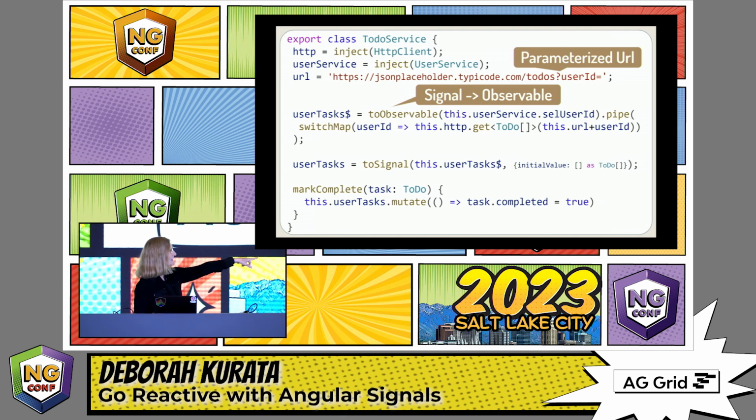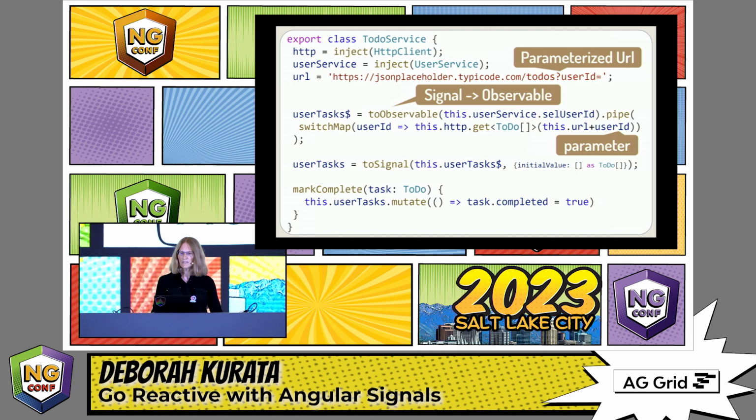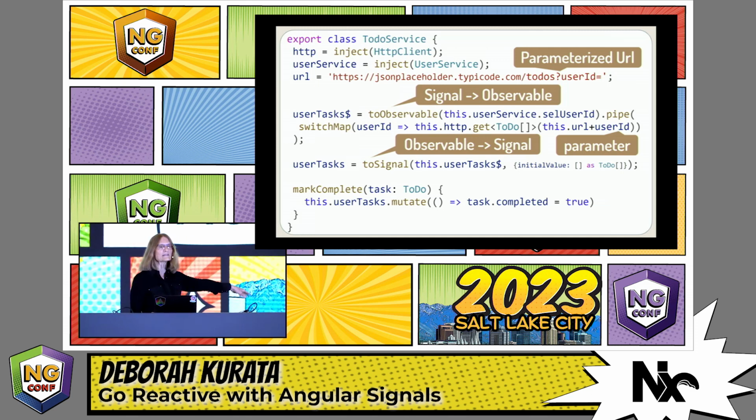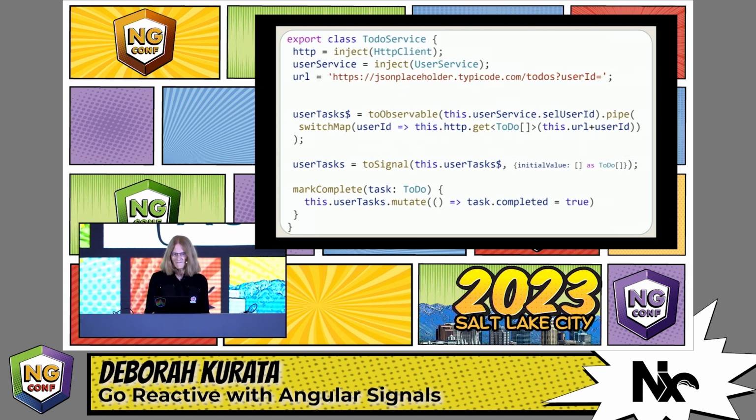And we can get our to-dos and notice that we have our parameter there. So very slick, easy, clean way to do this. Then, because we want our user interface to be bound to our user signal, to all of our signals, we do toSignal to take the user tasks and put them into a signal. And at the bottom, we have our mark complete, which is mutating the user tasks to mark that particular task as complete. However, it doesn't work.